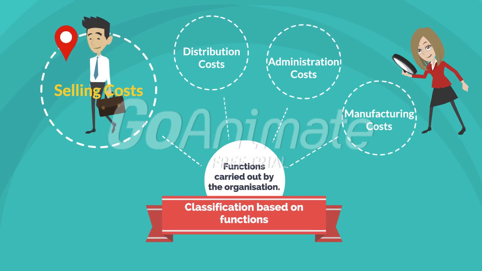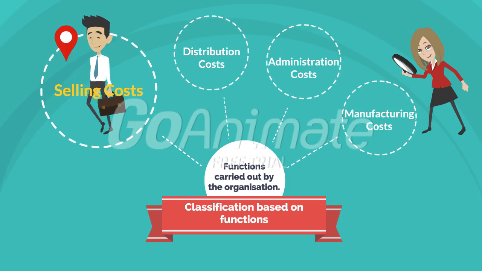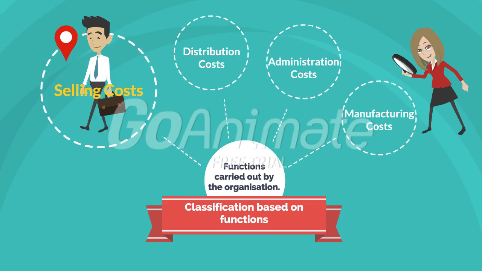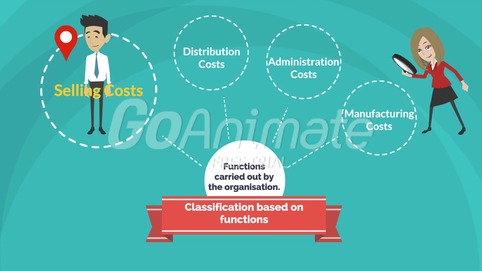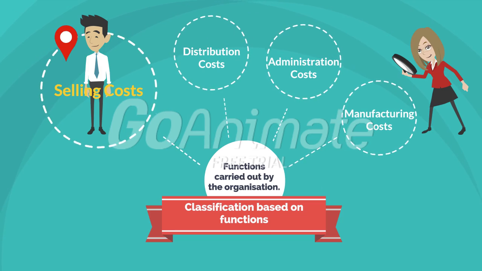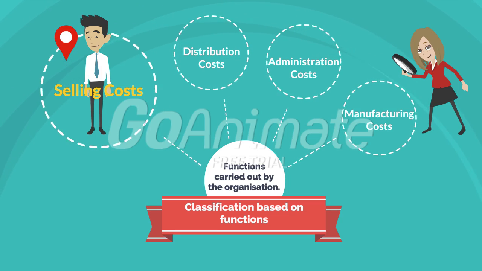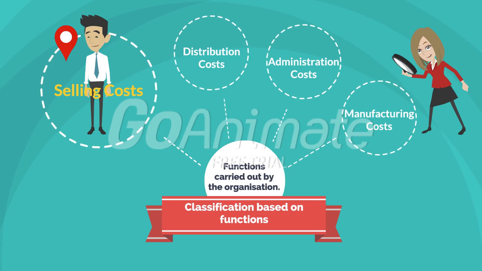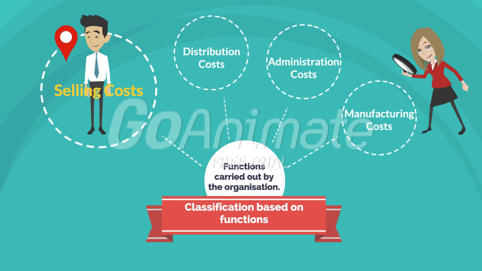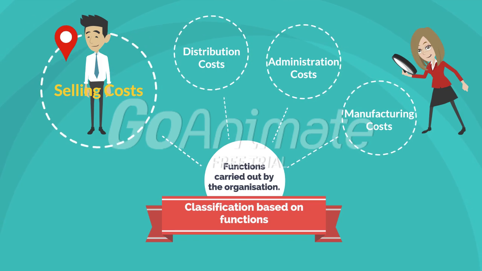The cost may have to be ascertained according to the functions carried out by the organization like manufacturing, administration, selling. Manufacturing costs refer to all expenditure incurred in the course of production, from purchasing of materials to packing of the finished goods and delivery. Some of the examples of manufacturing cost are material, labor, factory rent, depreciation, power and lighting, insurance, storekeeping.